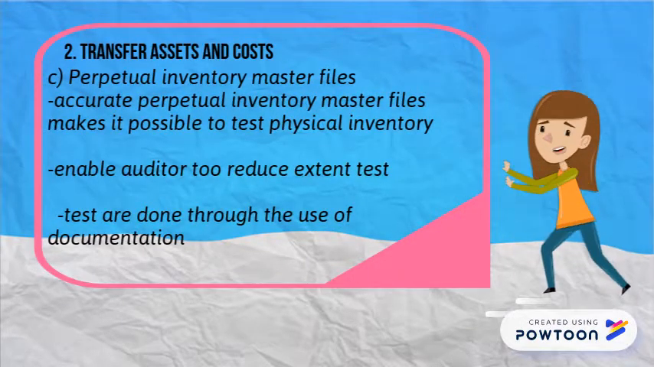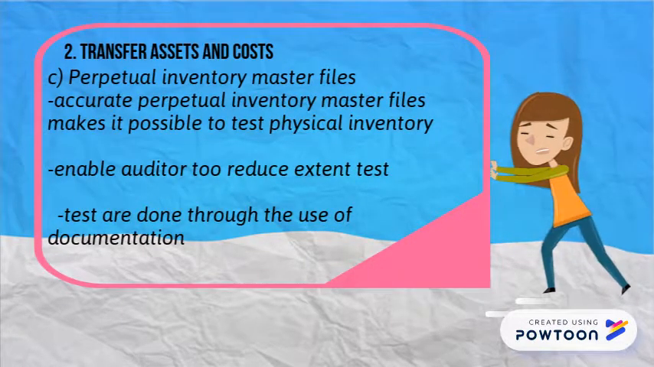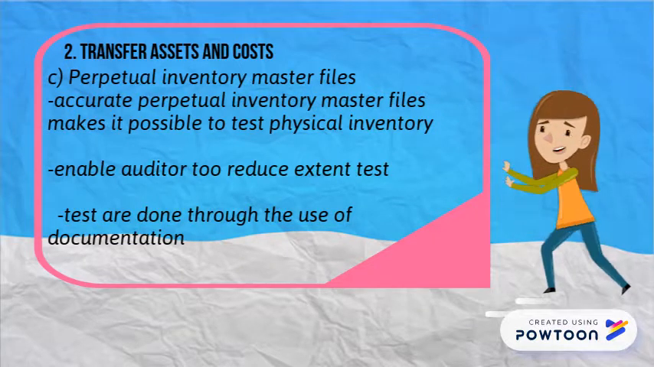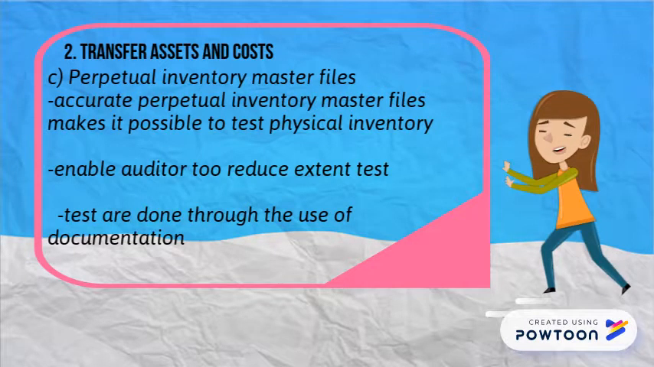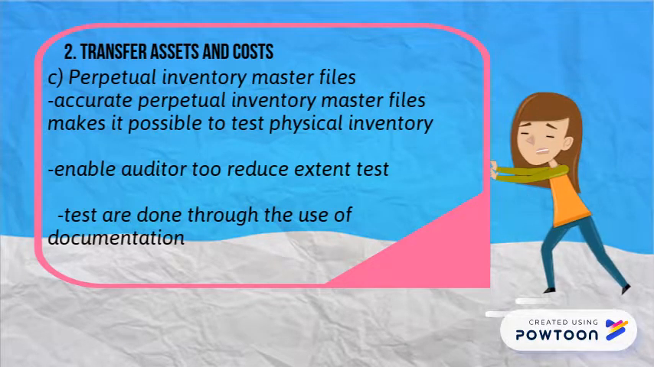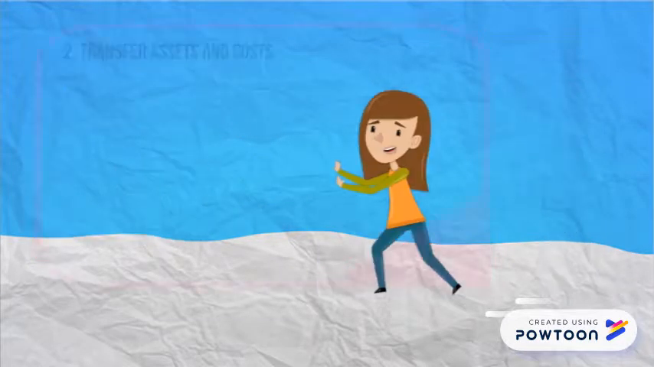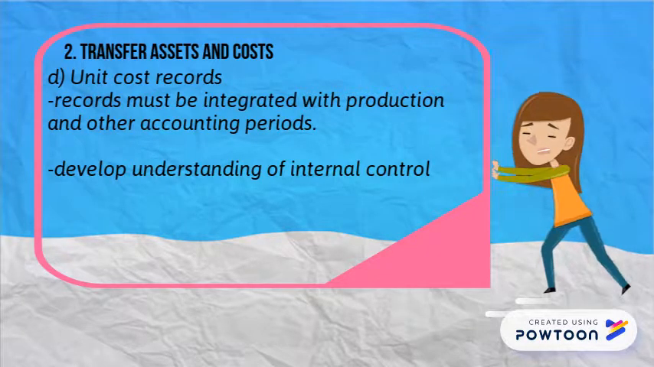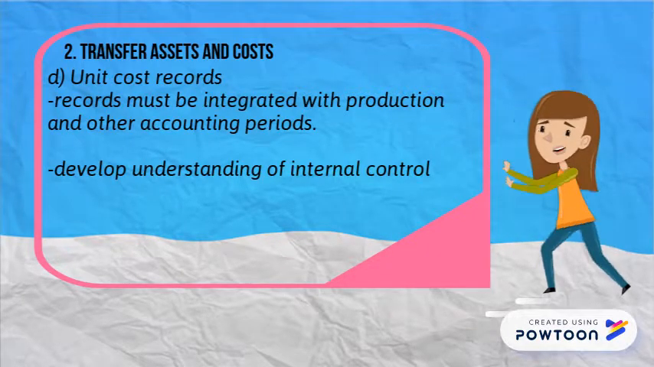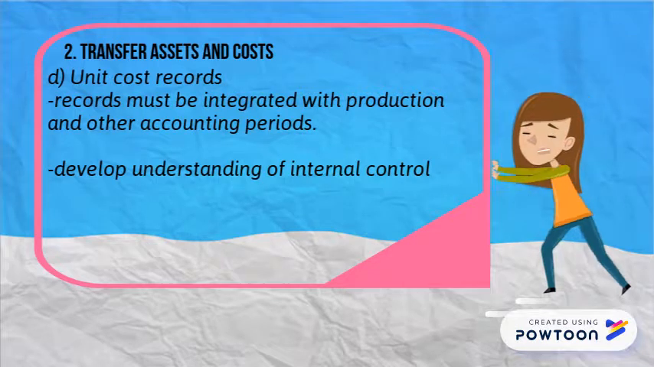Perpetual inventory master files. Accurate perpetual inventory master files make it possible to test physical inventory. Enable auditor to reduce extent tests. Tests are done through the use of the documentation. Unit cost record. Records must be integrated with production and other accounting periods. Develop understanding of internal control.